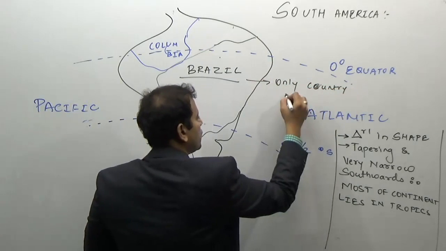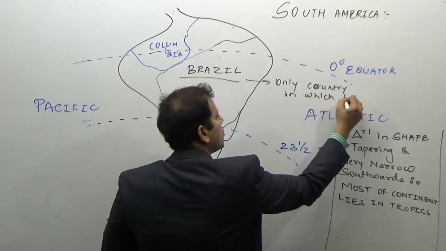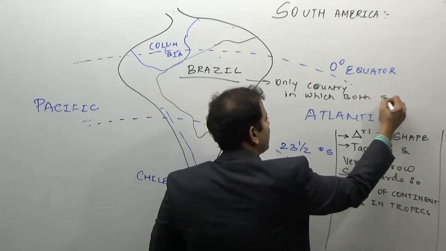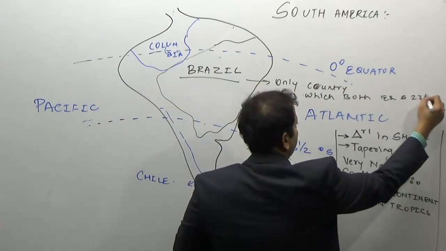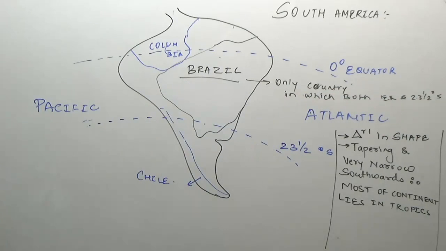Only country in which both the equator and the Tropic of Capricorn pass. That is, both the Tropic of Capricorn and the equator pass.